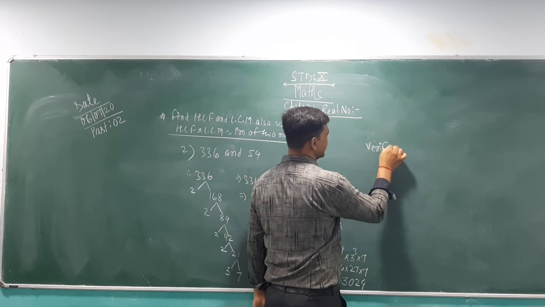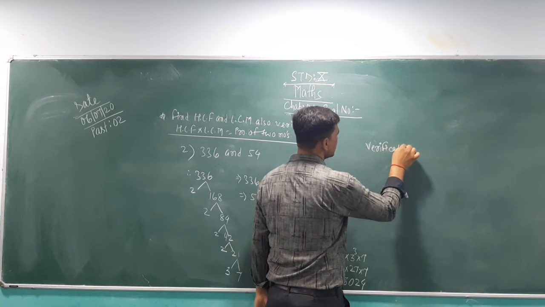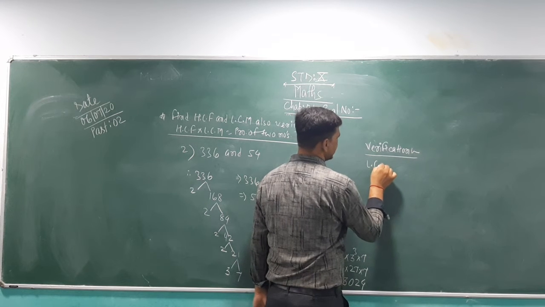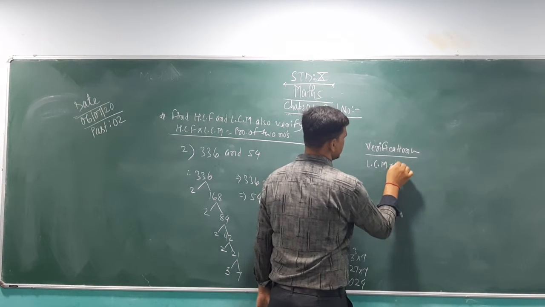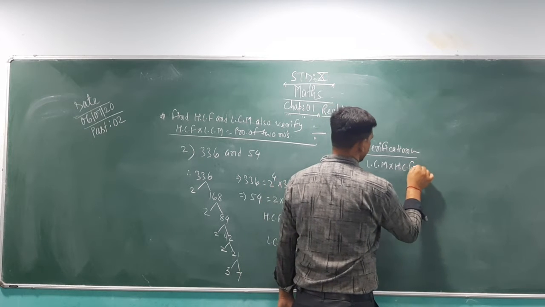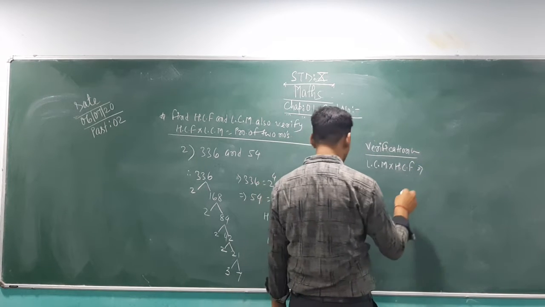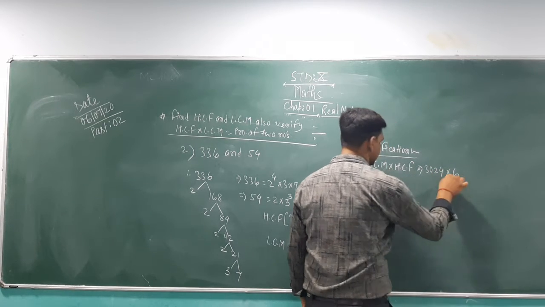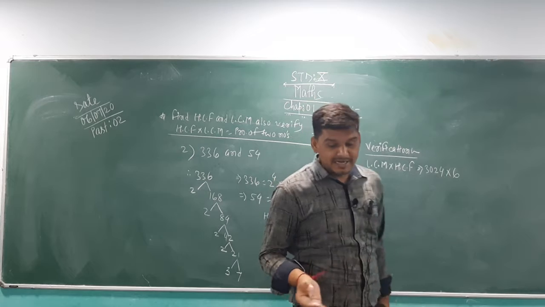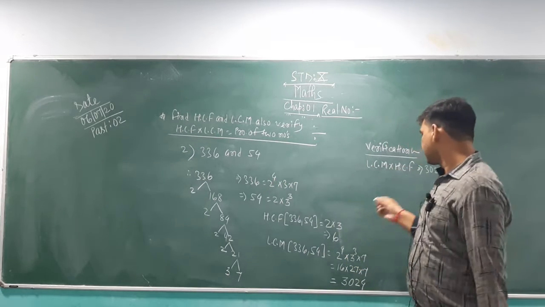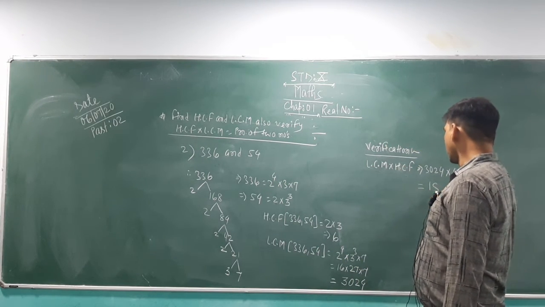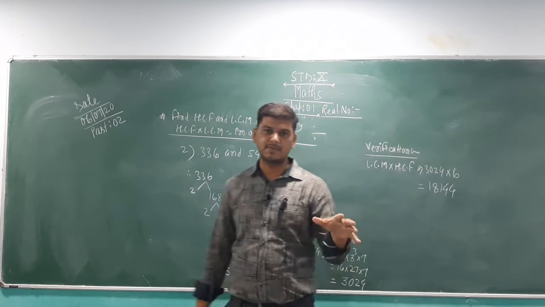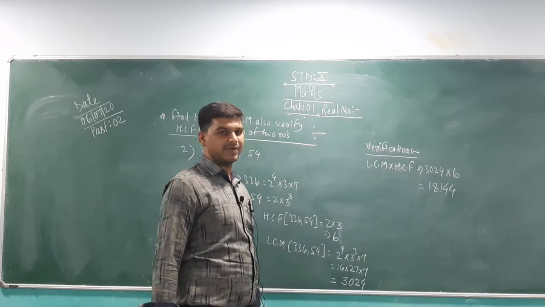For the verification, we have to use LCM into HCF, which is equal to LCM 3024 into 6. Now if you multiply 3024 into 6, it always gives you 18144. That is the product of LCM into HCF.